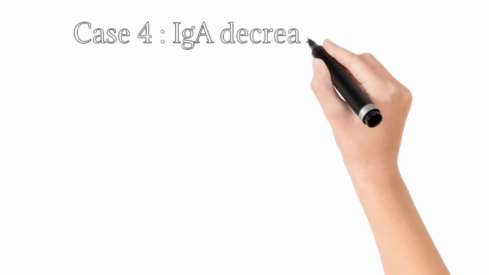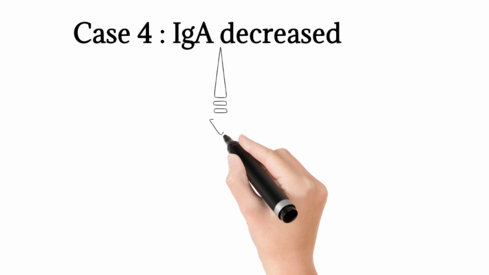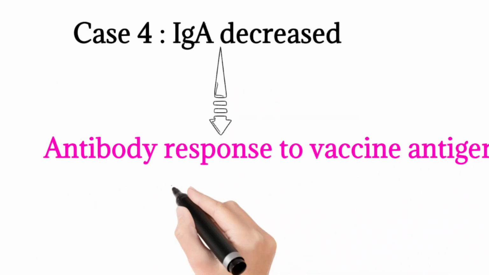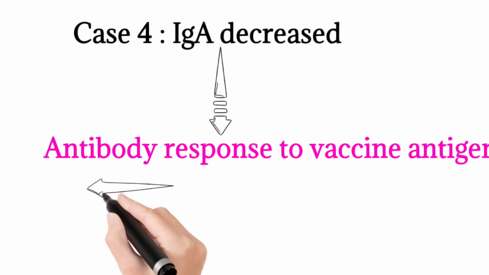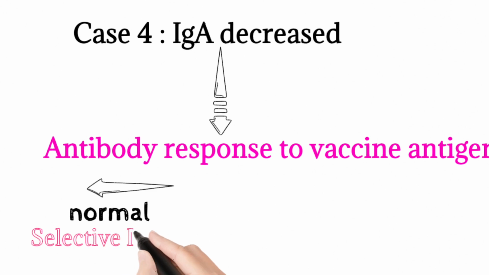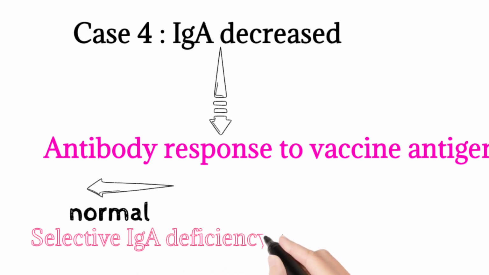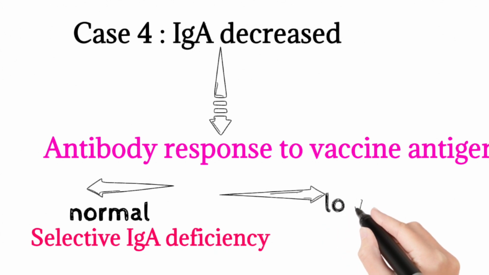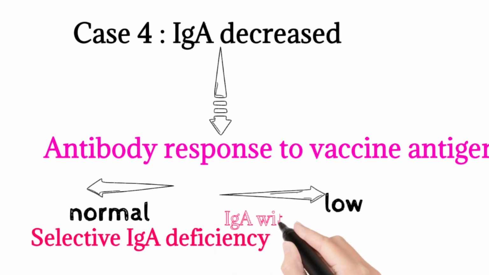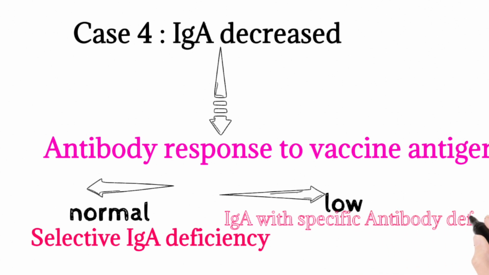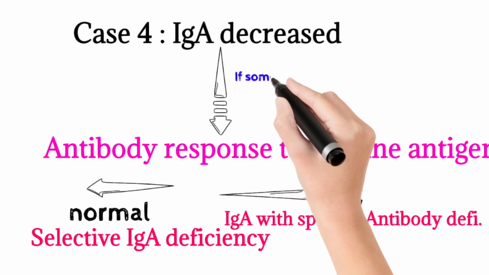Now case 4, we have IgA level decreased. Again we do antibody against vaccine antigen, and if the response is normal, we have selective IgA deficiency. If the antibody response is low, we have IgA with specific antibody deficiency. Selective IgA is an important topic, questions are frequently asked.